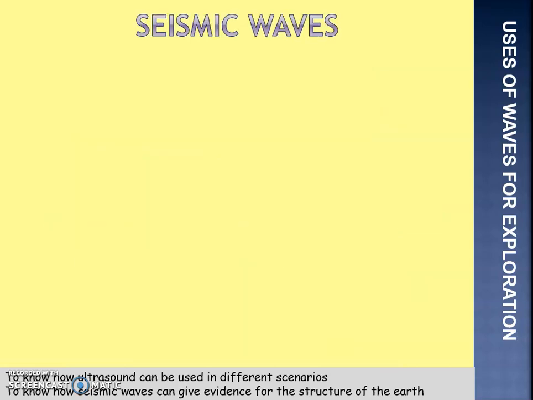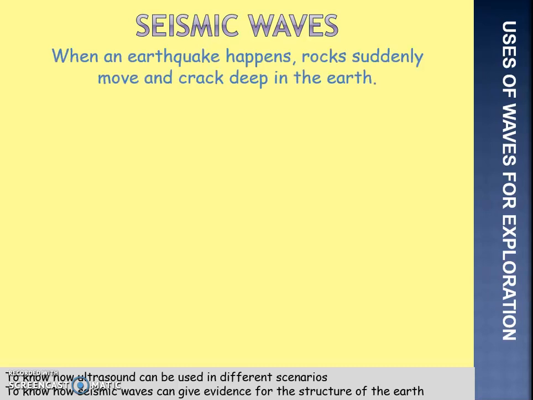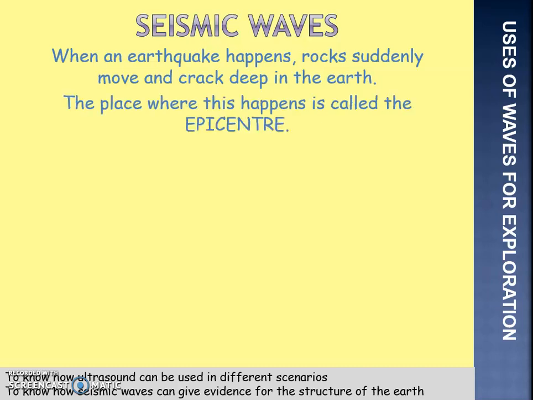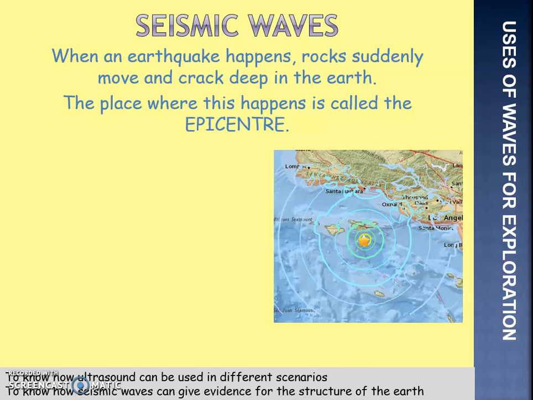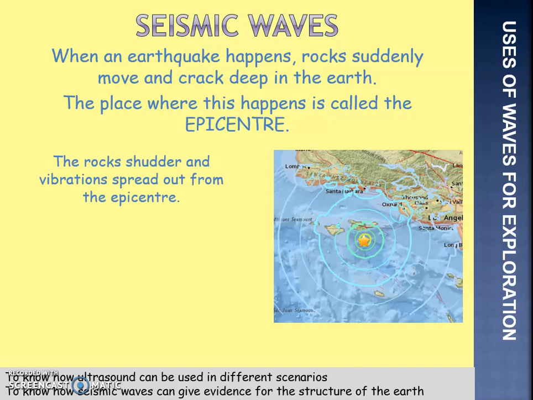Okay, another use of waves, we can use seismic waves. Seismic waves happen when an earthquake happens. When that happens, rocks suddenly move and crack really, really deep in the earth. The place where this happens is referred to as the epicenter. There's the epicenter of one earthquake, where the star is there. The rocks shudder and vibrations spread out from the epicenter, and those vibrations will cause seismic waves.